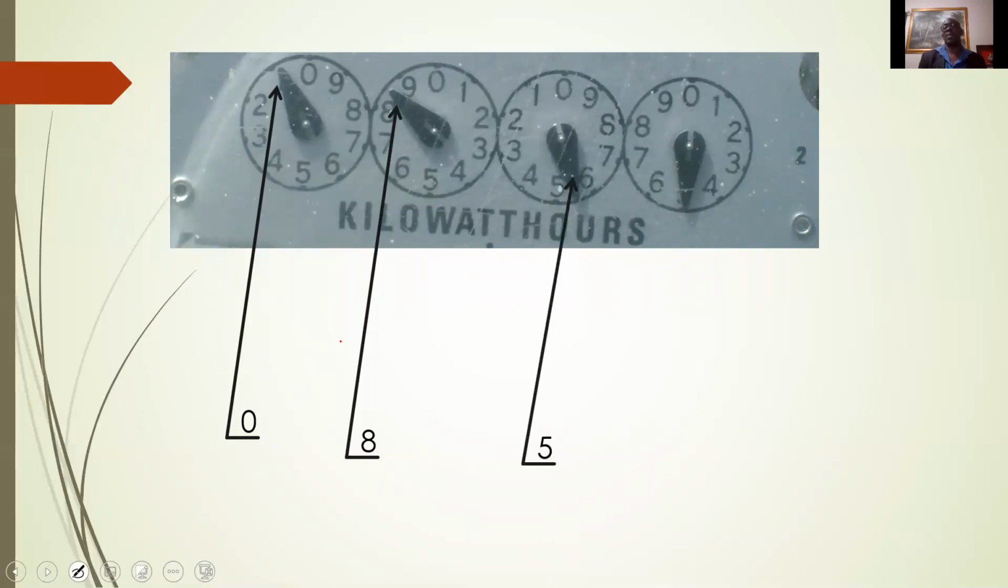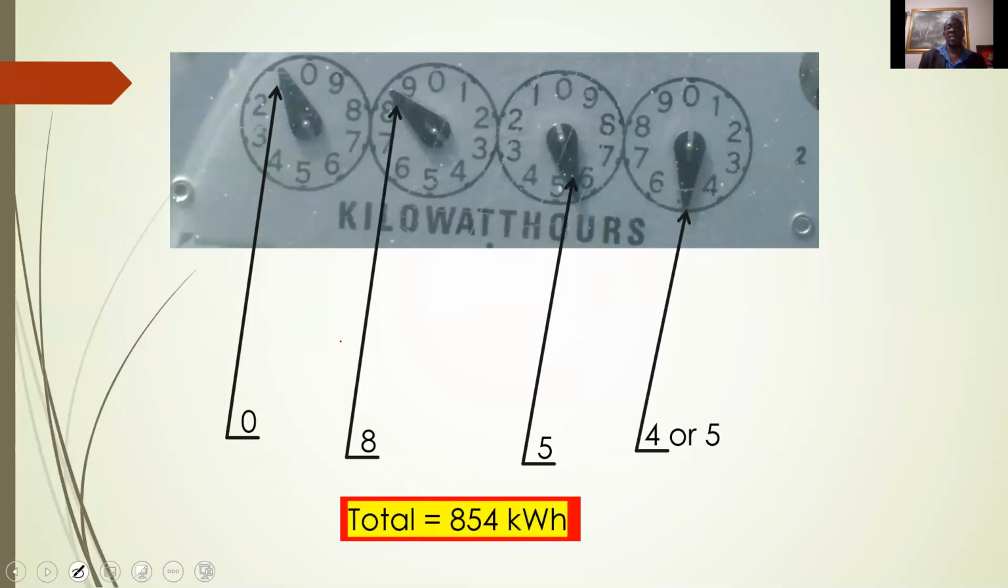And for the final clock, it is showing that it is on 5 or just below 5. So if we take 4 or 5, the customer would not have lost out on anything. Because if we take 5 for this reading, it means that they would have prepaid for that 1 kilowatt hour, which would have been misread. So the reading for this meter is 854 or 55 kilowatt hours.